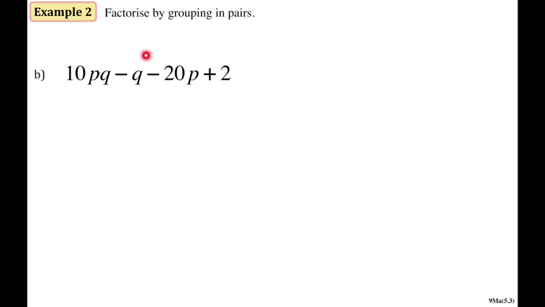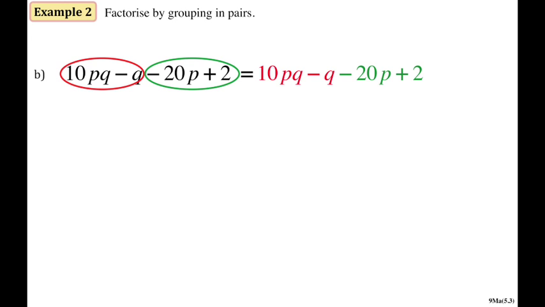So we're looking at the first two terms and the last two terms and taking out common factors. What I'll do is write them in red and green again, just so that they stand out. That's the original question, just written in red and green. If I look at the red parts, what's common? Well, the letter Q is common, so I can take out Q as a common factor. What am I left with?